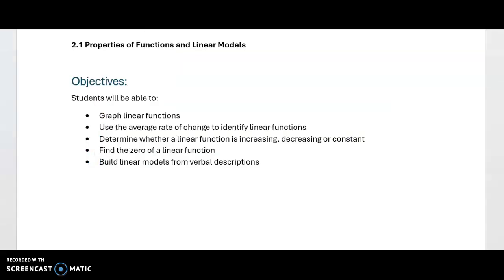We have now discussed 4 out of the 5 objectives for this section. We've graphed linear functions, used the average rate of change. We've talked about increasing, decreasing, and constant linear functions. We've found the zero of a linear function, but we have not yet built linear models from verbal descriptions. You can click onto the next video to discuss this objective, as well as practice some problems that are similar to what you might see in your homework.